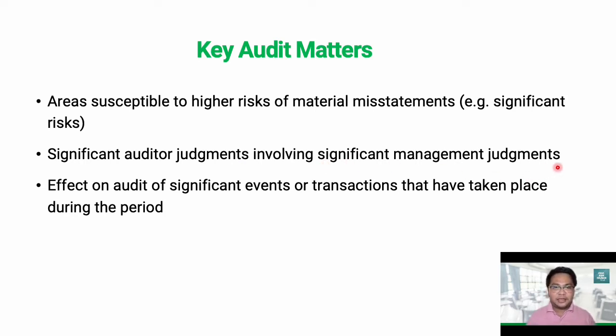So for example, impairment loss now recognized by the client with respect to their asset or cash generating unit or goodwill. Because those impairment calculations involve significant judgment, we can also highlight that in our key audit matters area. And finally, the effect on audit of significant events or transactions that have taken place during the period. So a perfect example is the pandemic, the effect of the COVID-19 pandemic with respect to the operations of the entity. So we can also include that in our key audit matters section.